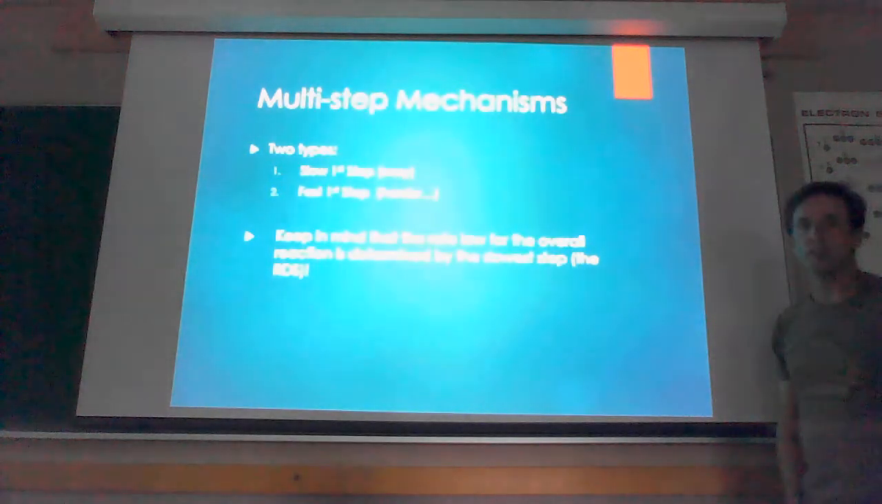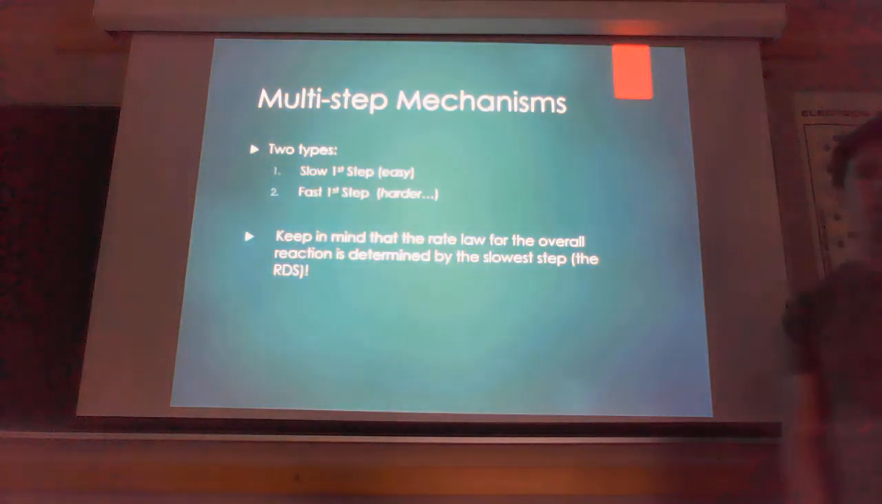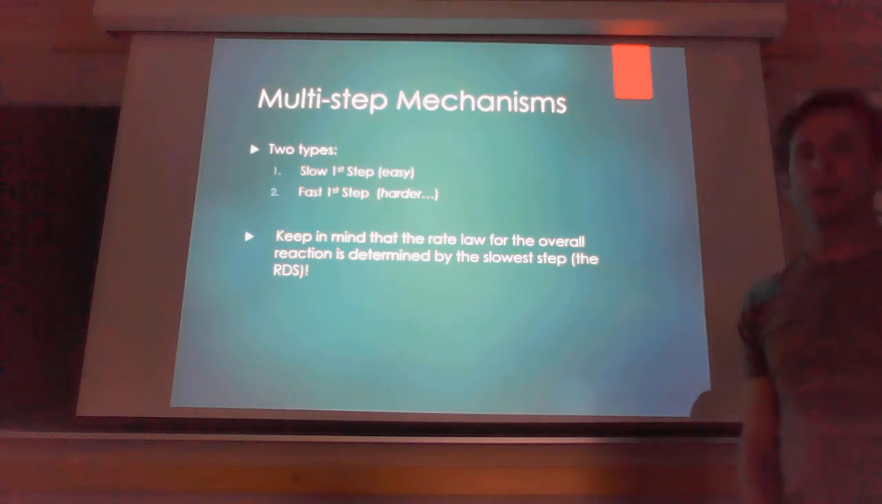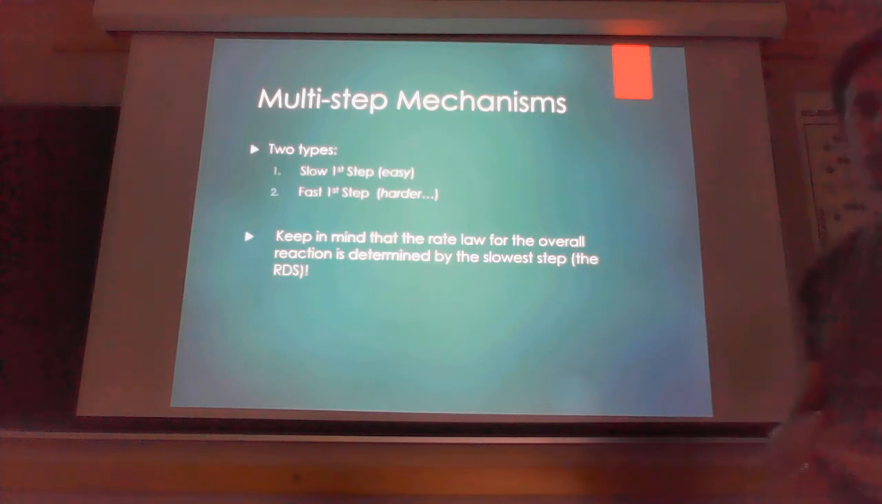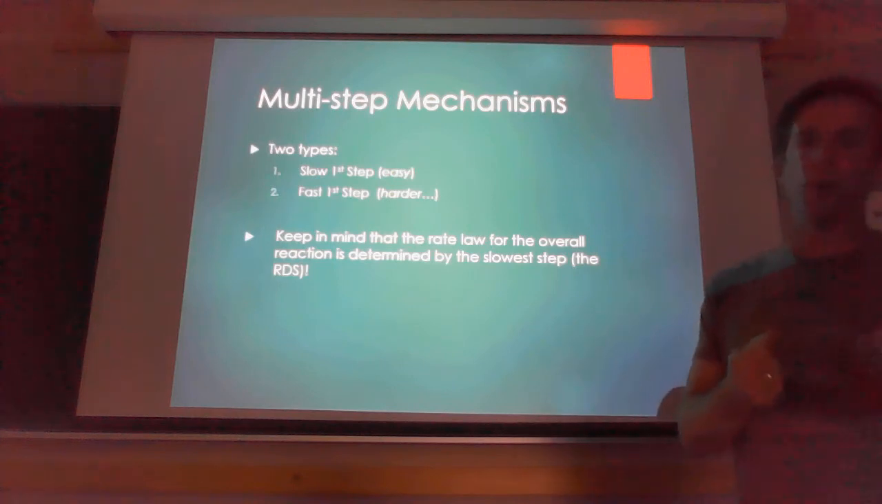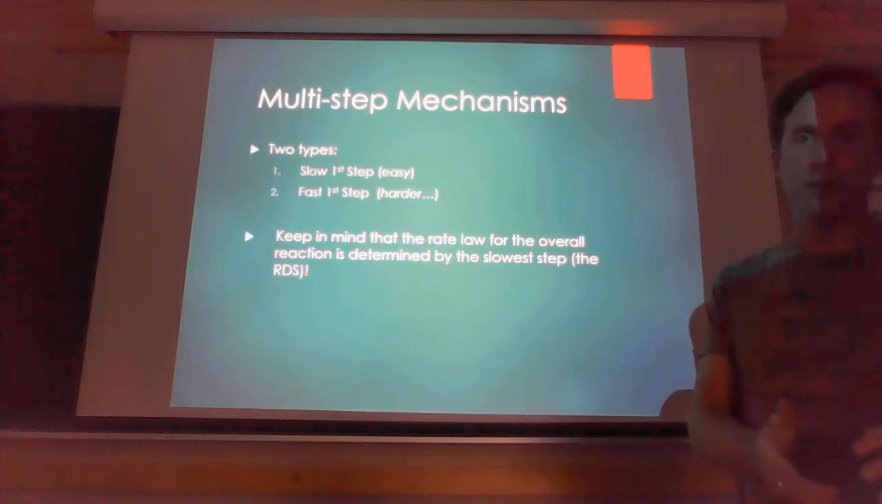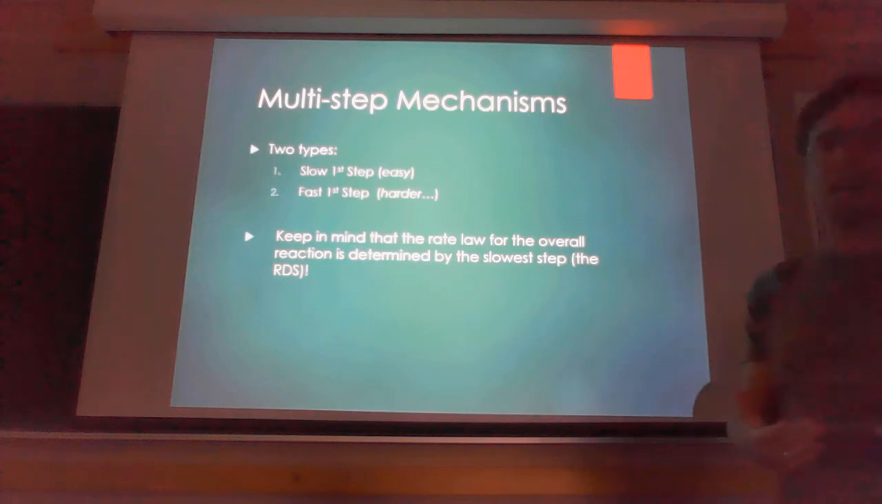We just introduced mechanisms in the last video, talking about multi-step mechanisms, and we want to be able to look at a multi-step mechanism and come up with the rate law for the overall reaction. We specifically said that when we have a multi-step mechanism, the overall rate law will be determined by the slow step. So there are two scenarios that we can encounter regarding that possibility.